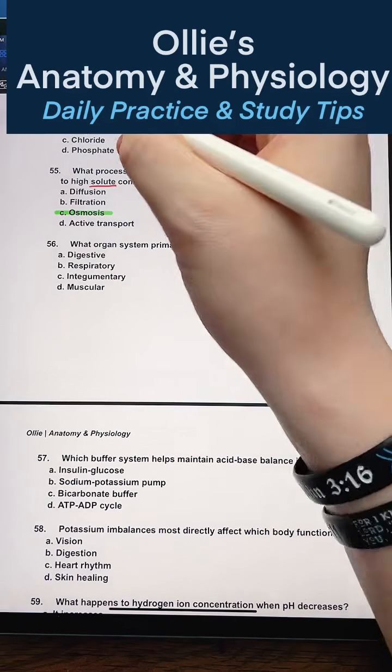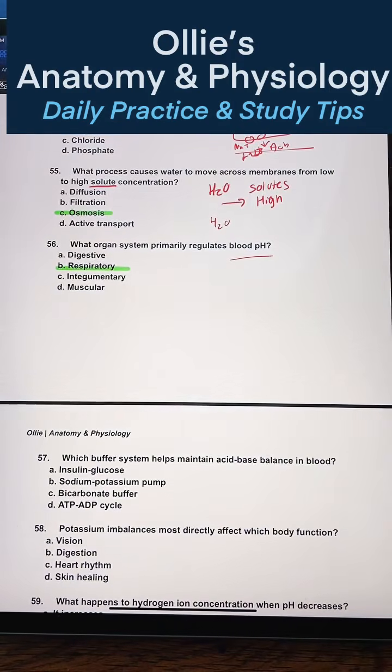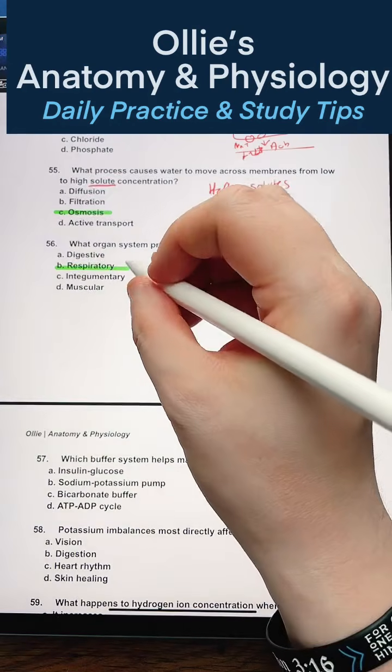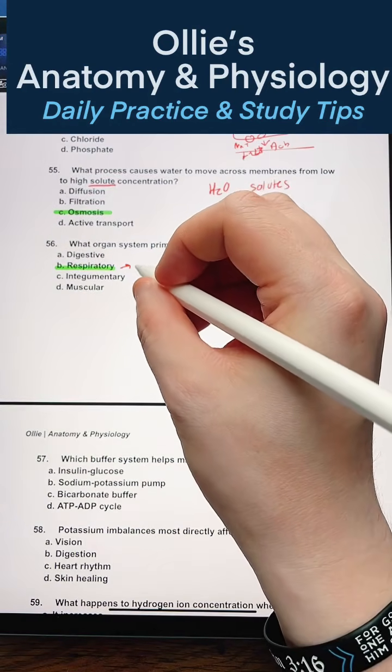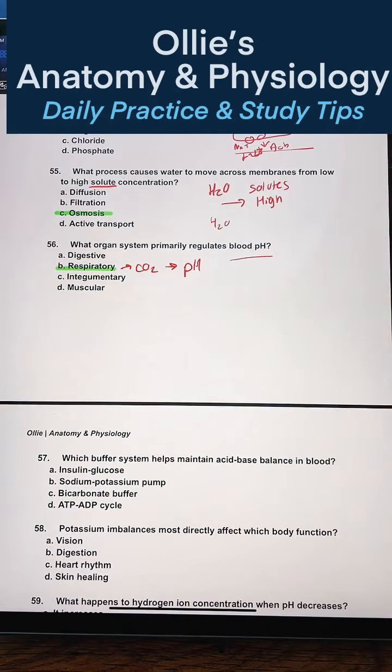But again, this is going to be the respiratory system. The reason being, our respiratory system is going to regulate carbon dioxide. So the respiratory system is responsible for regulating CO2, which is going to regulate pH, which is going to be our blood pH.